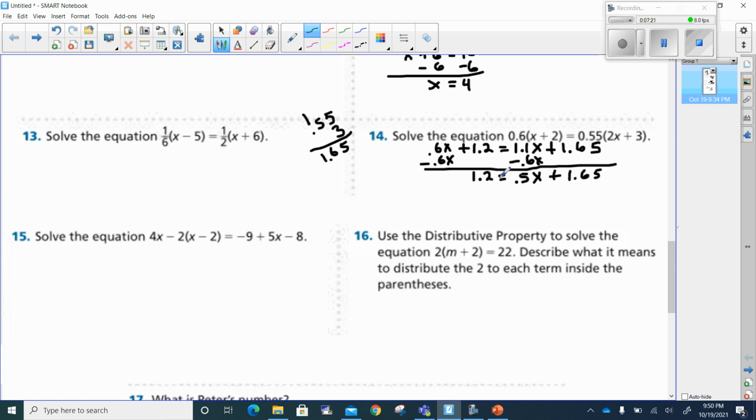I need to get the numbers on one side and isolate my variables, so now I'm going to minus 1.65 from this side to get rid of it, which means I will subtract 1.65 from this side.